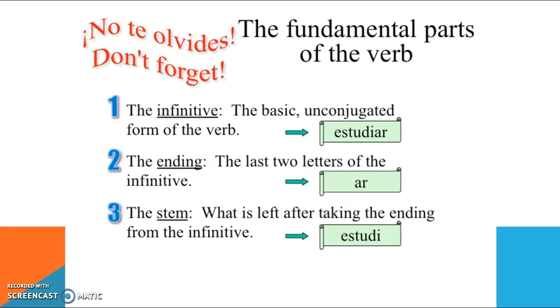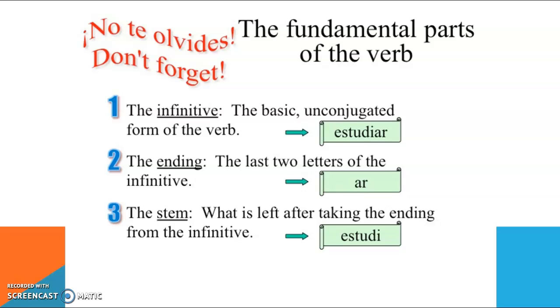So just as a quick review, there are three important parts of the verb, and you need to make sure that you understand all the different parts. So our first one is our infinitive. That is the verb in its unconjugated form, so you haven't done anything to it. Then there is the ending, which is just the last two letters of the infinitive. And then lastly, we have our stem, which is whatever is left over after taking the ending away.